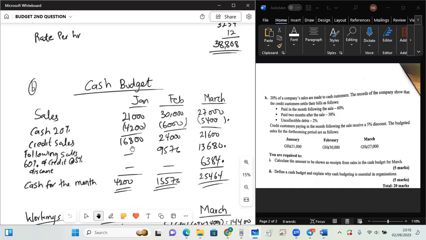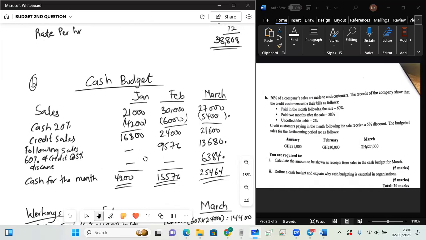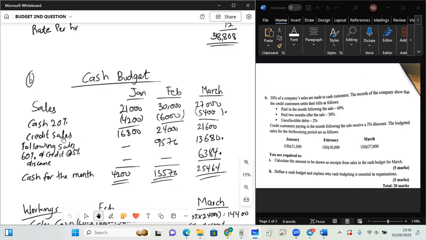Now, let's look at how we are going to get our cash, or how the payments are going to be made. They told us that creditors for the month following pay 60%. So find 60% of this credit sales. Remember that we are also going to give them a 5% discount. So after finding the 60% and we get a value, we apply the 5% discount on it. And when we do that, this is what we are going to get here.